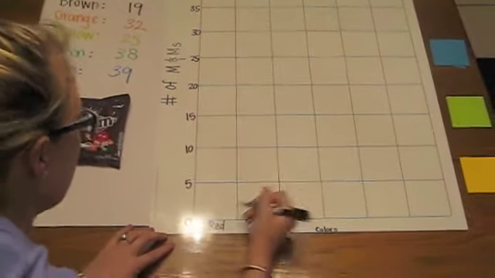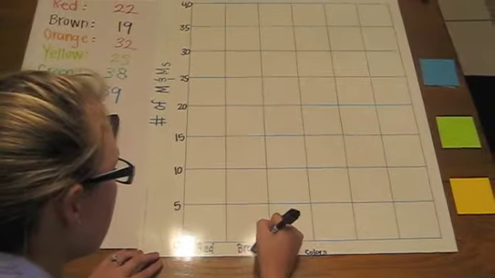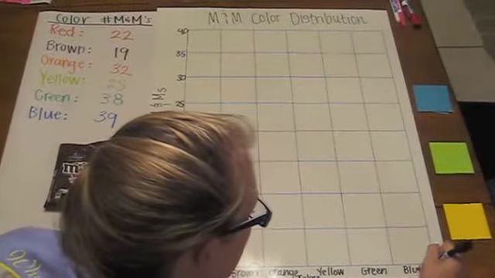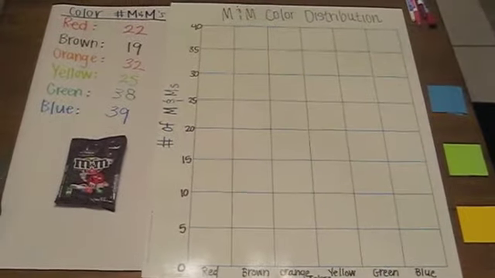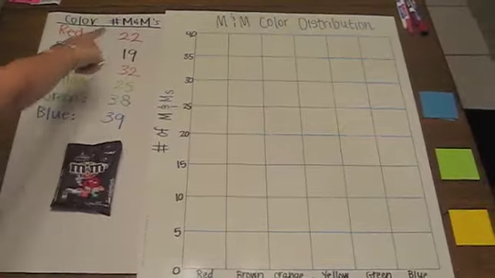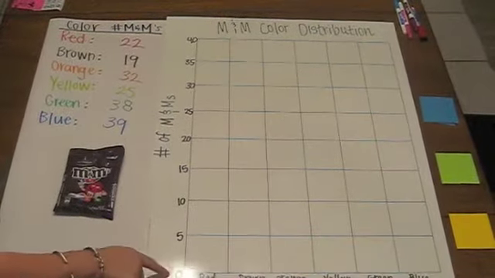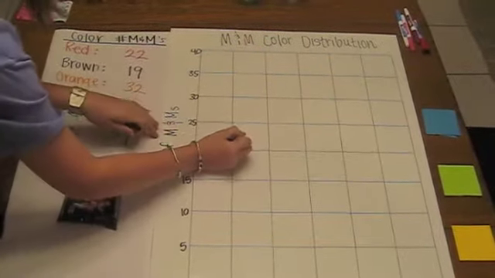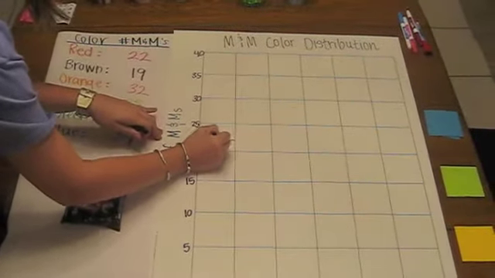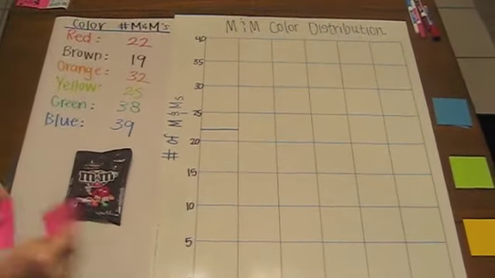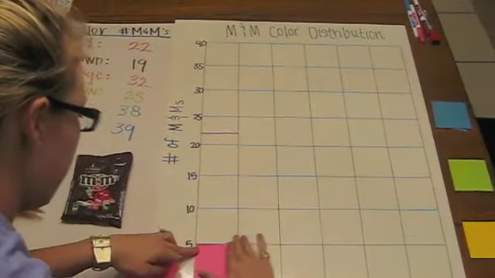Now we want to label our x-axis according to the colors that we have here. So red, brown, and blue. And then we want to fill in each of the bars according to the number that we have. So for 22 we're going to count 0, 5, 10, 15, 20, 22. And then we can fill it in. So we have 5.